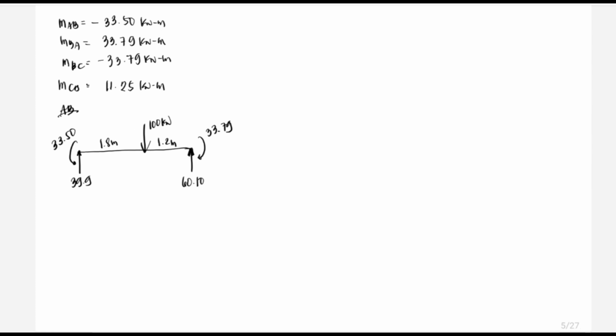Next naman natin is kunin natin yung ating BC. Yung BC naman natin here, we have 33.79 and the other one is 11.25. Sa sign convention natin, if it is clockwise, that is positive. Kapag negative naman, counterclockwise tayo. Okay? So, sunod naman natin is, this is 10 kilonewton per meter with a distance of 4.5 meters.